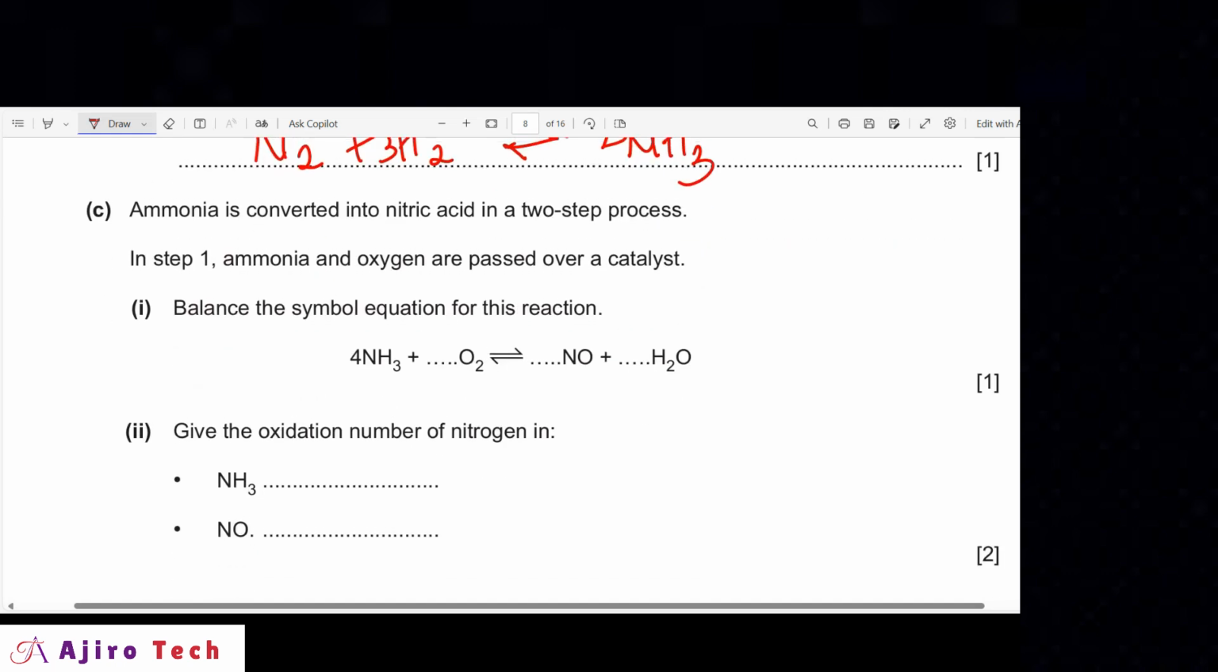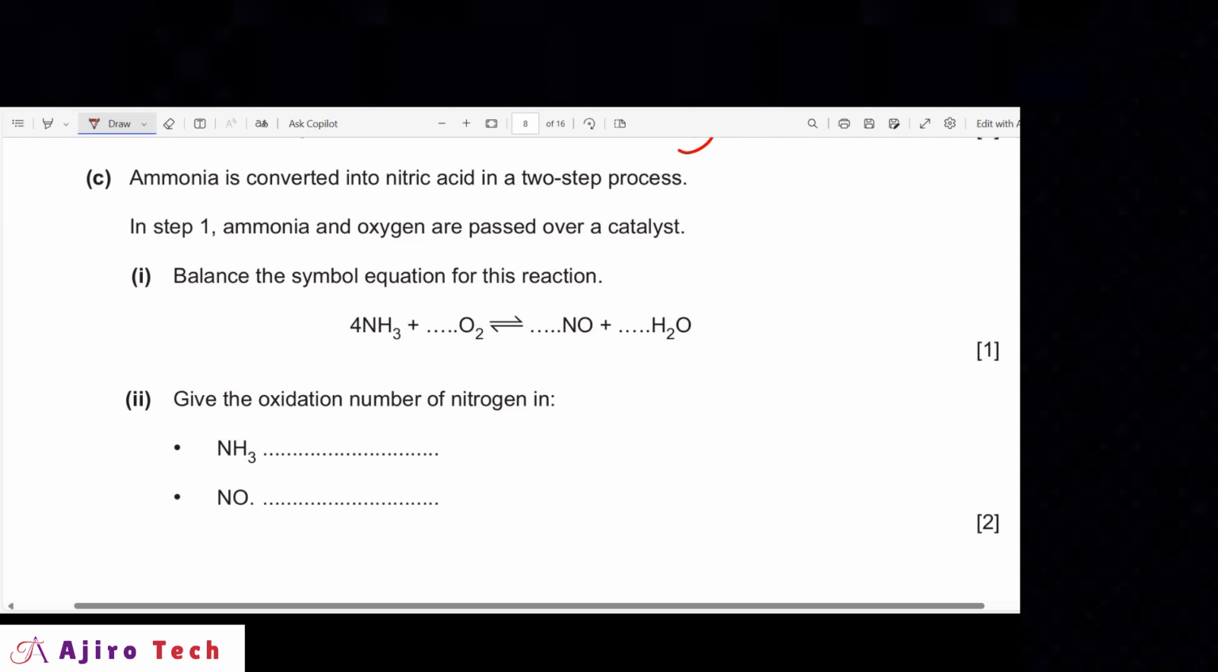All right, so we have to balance this equation. Ammonia is converted into nitric acid in a two-step process. So, balancing of chemical equations. If you look at this equation here, you see that there are 4 nitrogens on this other end. So what we need to do is simply put 4 nitrogens here, right? 4 nitrogens there, okay?